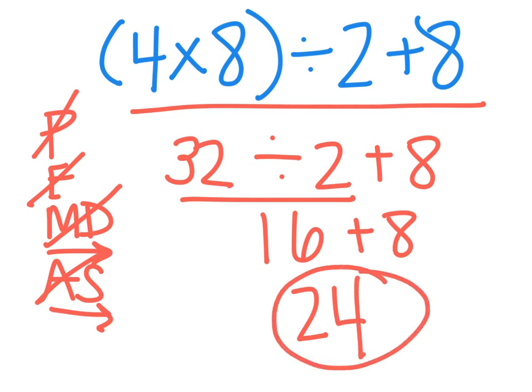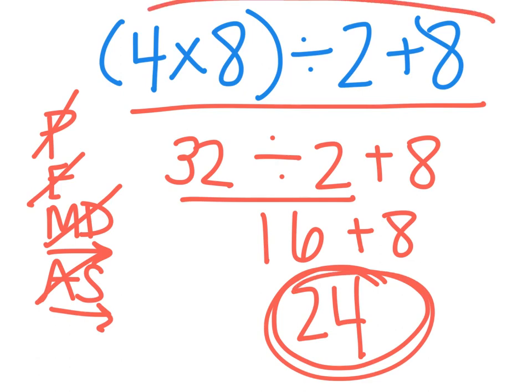This is my simplified expression. Isn't 24 a much simpler way to write this whole thing? So that's why we call it simplifying.